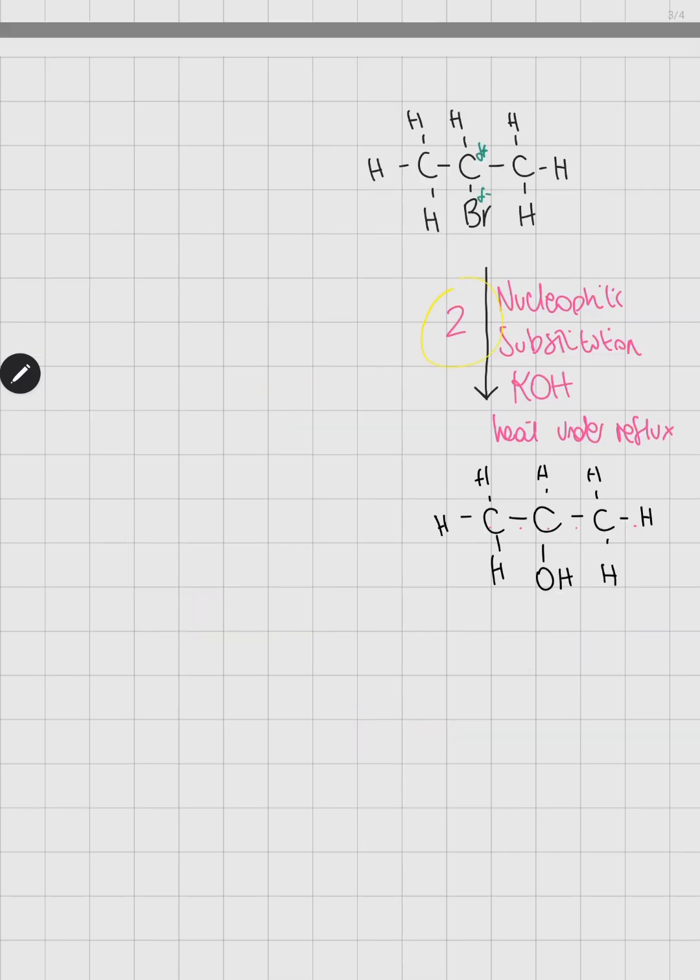The second mechanism that you had to try out was the nucleophilic substitution from an alkane to the alcohol. Did you try your mechanism yet? If not, pause the video. This is the solution. Of course, this is a very simple mechanism.